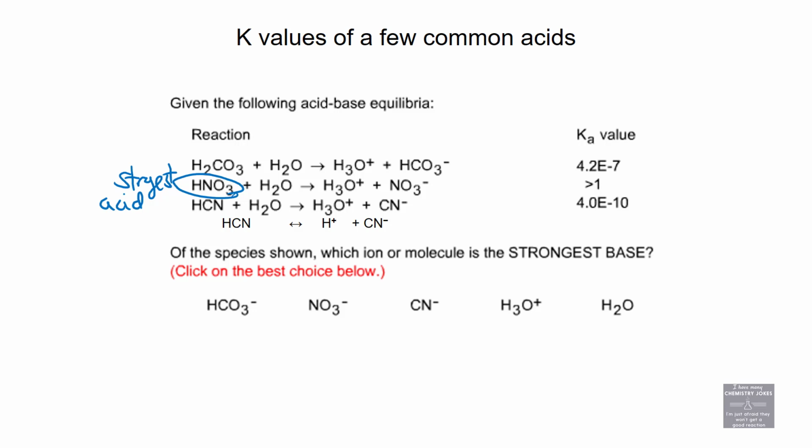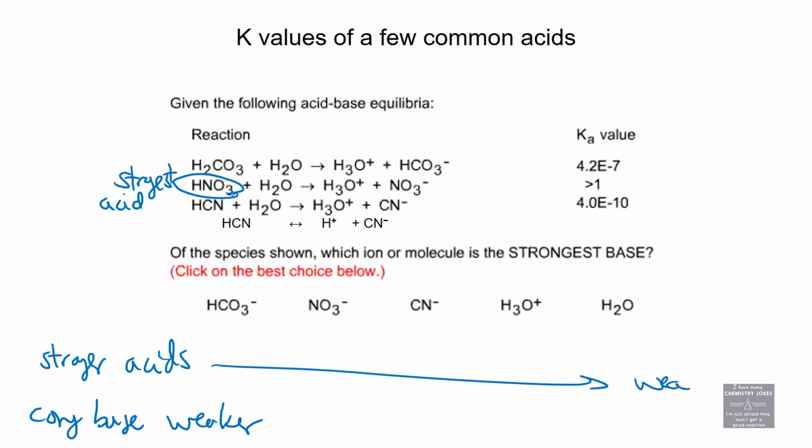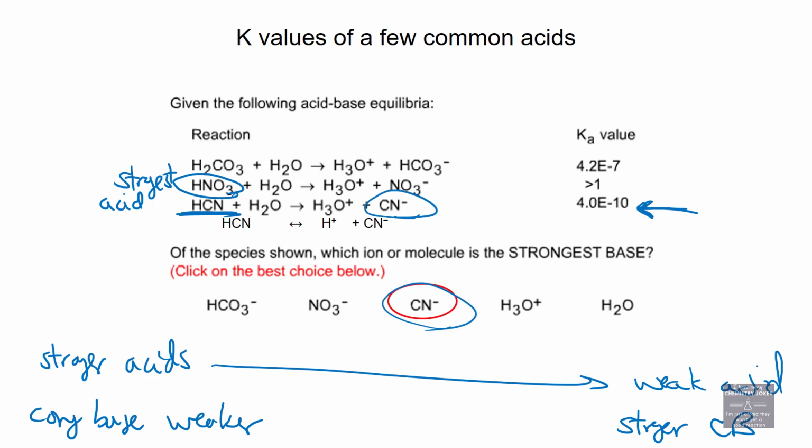It's all a spectrum. So as acids get stronger, their conjugate bases get weaker. So a super weak acid is going to have the stronger conjugate base. So we've already listed this one as the weakest acid. That's this HCN is the weakest acid. So it means CN minus is going to be my strongest base.